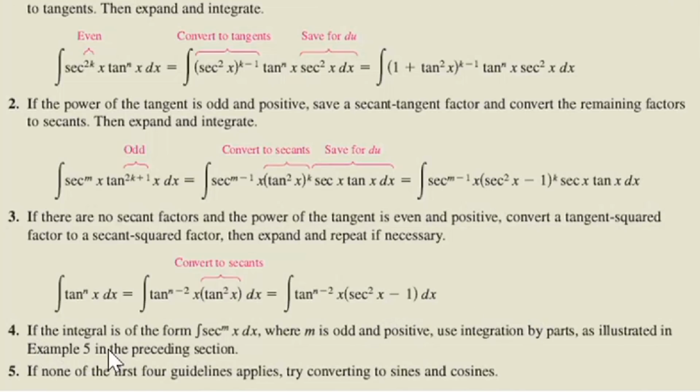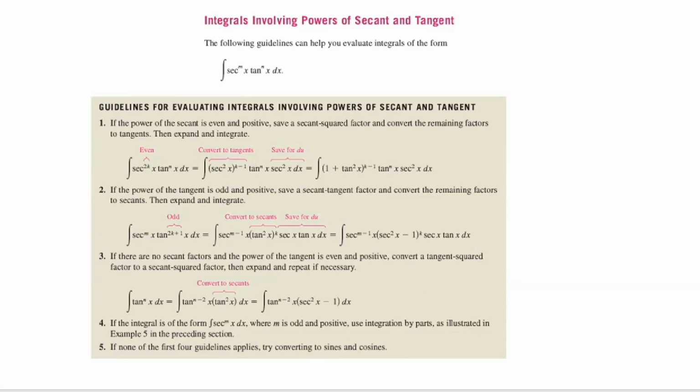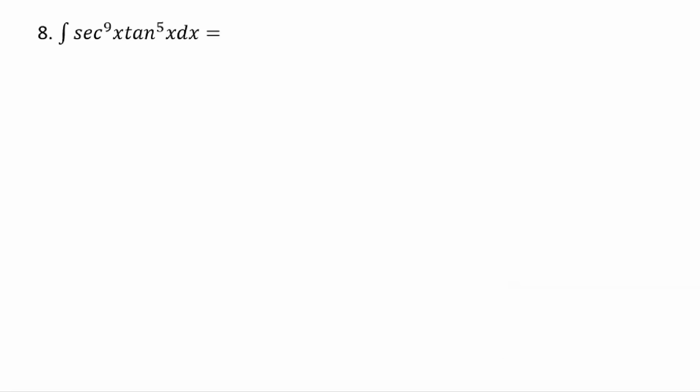Then number 4, if the integral is of the form secant to the power of m of x dx, where m is odd and positive, then use integration by parts. And number 5, if none of the first 4 guidelines apply, then try converting to sine and cosine. Now let us try an example.